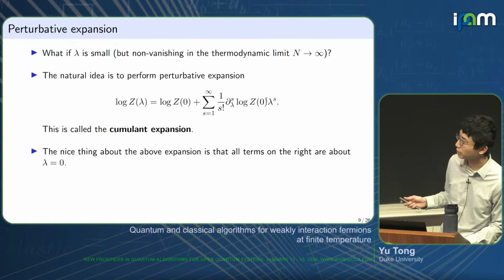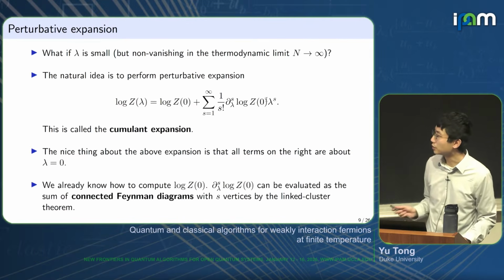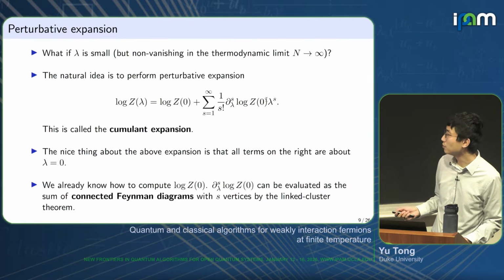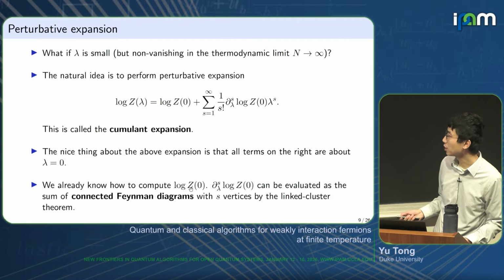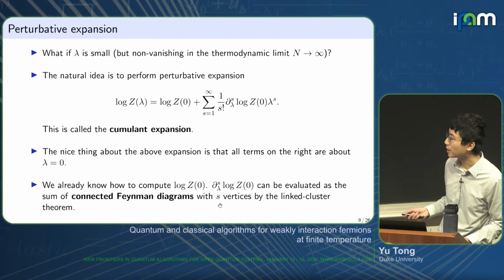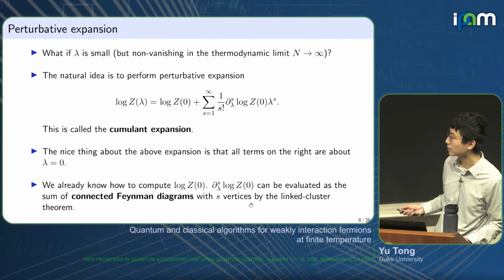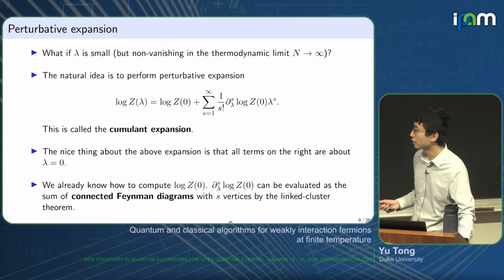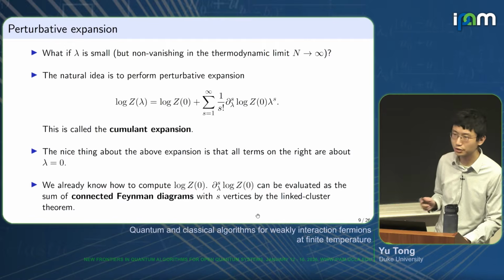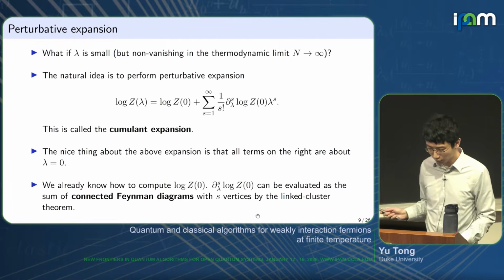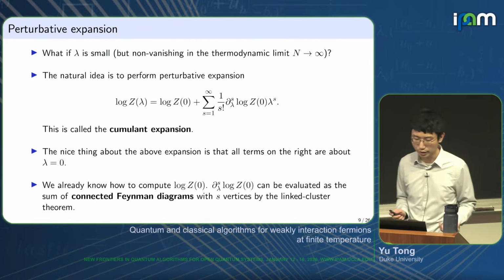They can actually also be computed using Wick's theorem. So we already know how to compute a log partition function. These things are evaluated using sums of connected Feynman diagrams. So if you consider the derivative at order s, then those are Feynman diagrams with s vertices. This is a result from the linked cluster theorem. So this gives you a way to compute it.